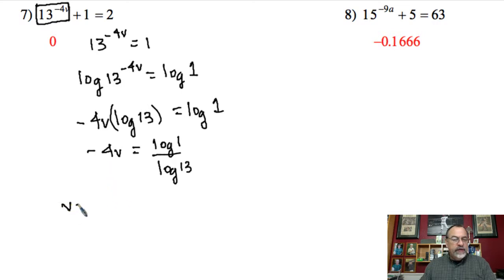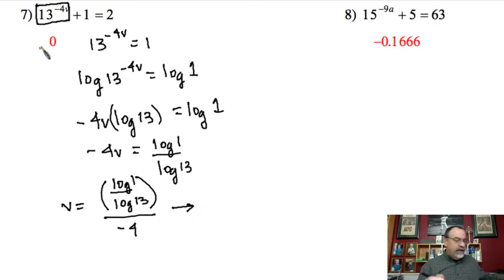So v is going to be equal to, now my numerator is log of 1 over log of 13. And then that's being divided by this negative 4 at the end. So this would be, again, my exact answer. And then we should calculate that out and get this. Again, I'm going to calculate this just to make sure.